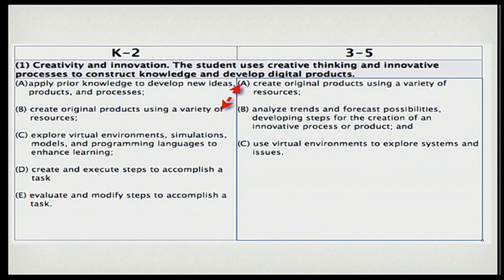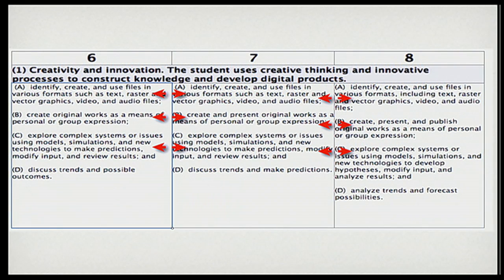You can see that where it says in K through 2, create original projects using a variety of resources, you can see that up there in the 3 through 5. Notice again that 3 through 5 only has 3 student expectations, but they're completely different than kindergarten through 2nd grade. So let's keep looking at creativity and innovation, but this time let's look at 6th, 7th, and 8th grade.